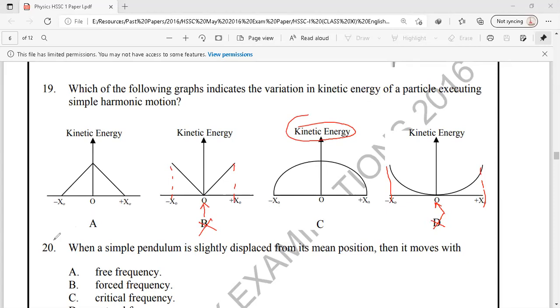Similarly, option A indicates a linear change in kinetic energy with respect to the amplitude of the vibration. So the correct answer will be option C, in which we have a non-linear relation between kinetic energy and the amplitude, and simultaneously we have the maximum kinetic energy at the mean position while zero kinetic energy at the extreme positions. So the correct answer is option C.